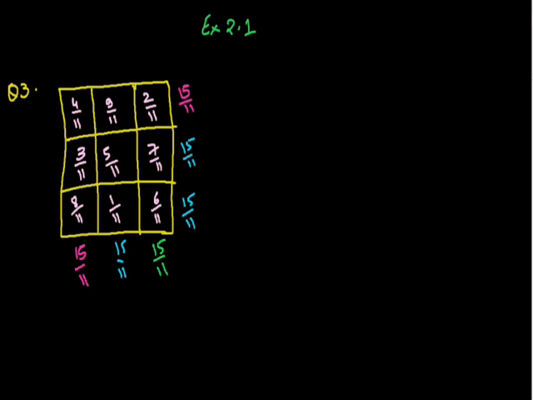Now let us see if the sum of the diagonals is also 15 by 11 or not. Now 2 plus 8 plus 5 will again give you 15 by 11. And if you add the other diagonal, again you will get 15 by 11. So yes, it is a magic square.